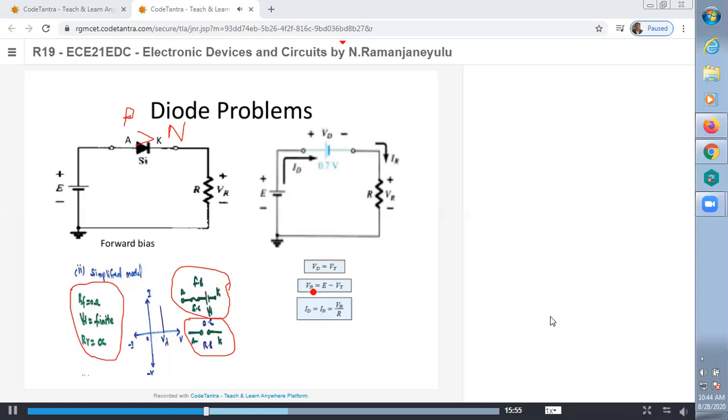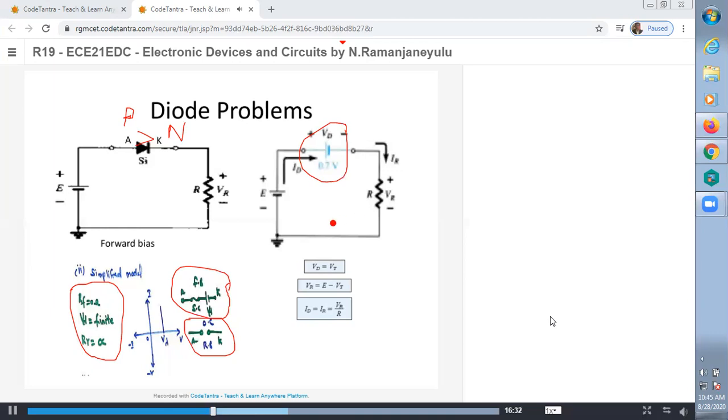What is VR here? Voltage across resistor is equal to, according to KVL, input E minus the drop across this diode, right? VR is equal to, what is the input? E. E is the input. E minus VD. What is VD? Diode voltage. That is equal to thermal voltage, that is equal to 0.7 volt. Right? Now it is a simple single loop circuit.